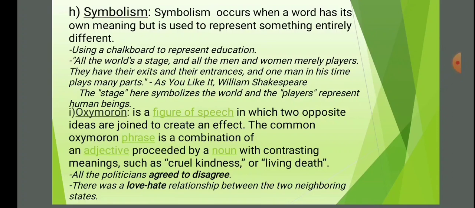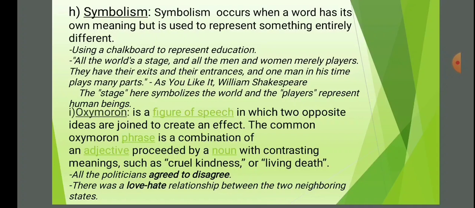Symbolism occurs when a word has its own meaning but is used to represent something entirely different. Means when a word has its own meaning but it is representing something else which is totally different, but it is given the name other. You can see the example, using a chalkboard to represent education. Education is not actually chalkboard, but chalkboard is used to represent education.